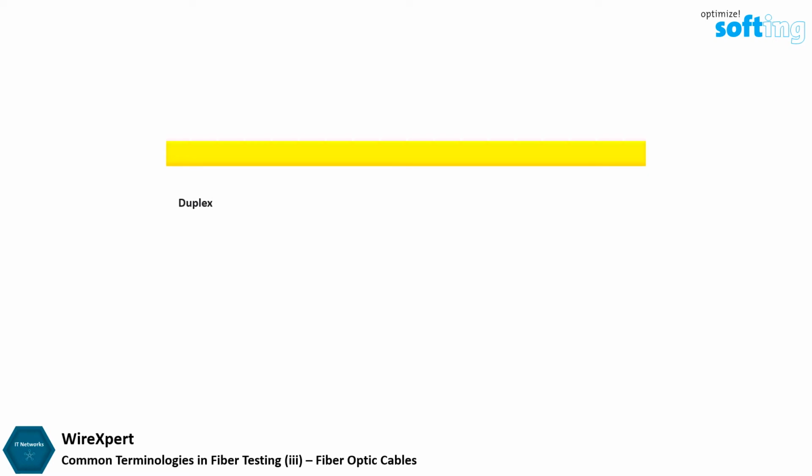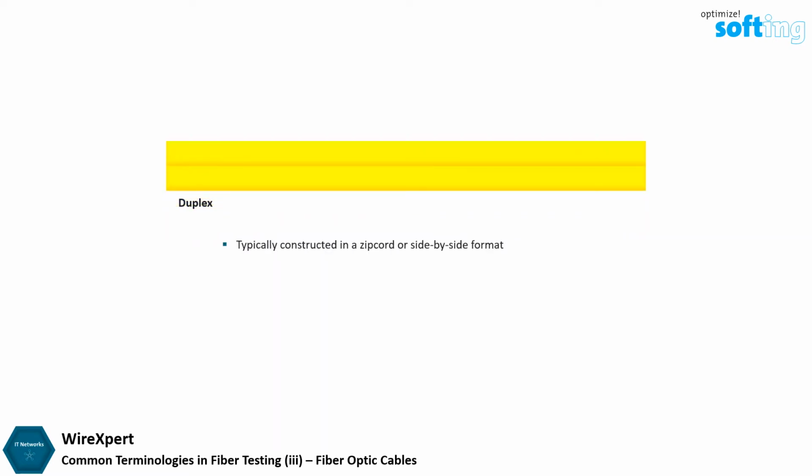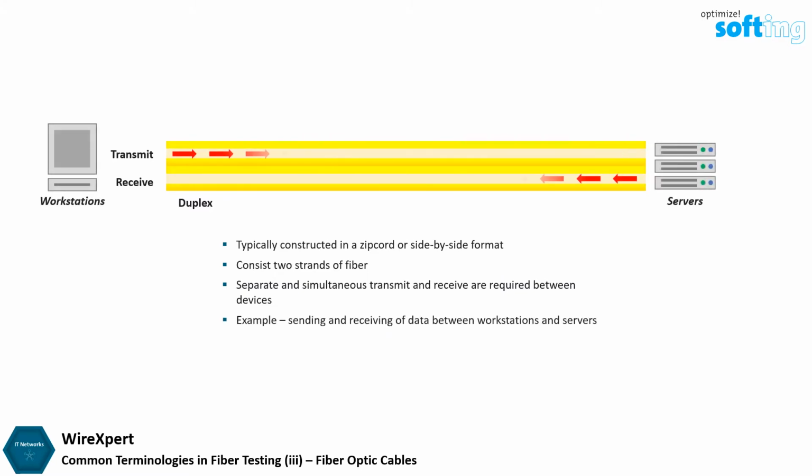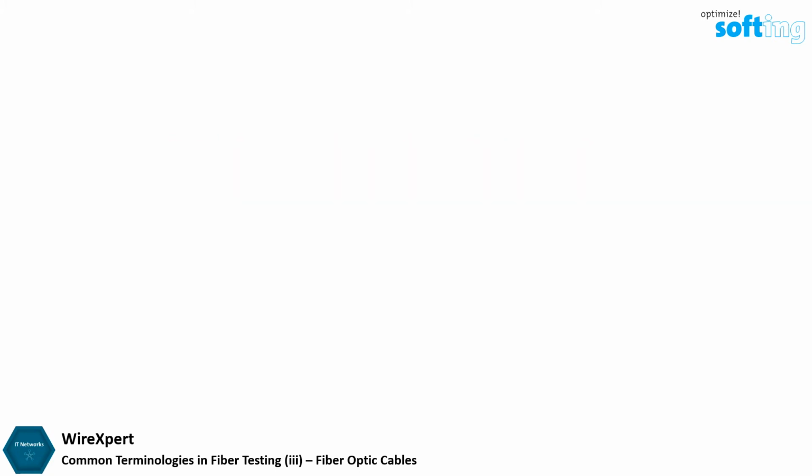A duplex fiber is typically found in a zipcord or side-by-side construction format. It consists of two strands of fiber, where a separate and simultaneous transmit and receive are required between devices. For example, sending and receiving of data between workstations and servers. A typical fiber optic cable is made up of the following parts.